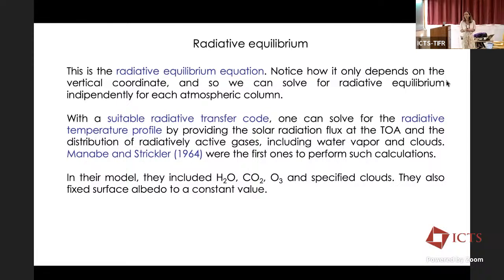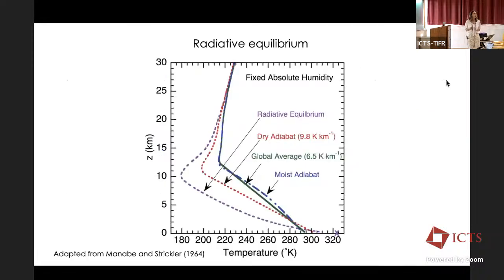And so we can solve for radiative equilibrium independently for each atmospheric column. With a suitable radiative transfer code, one can solve for the temperature profile that would exist at radiative equilibrium, for instance, by providing the solar radiation flux at the top of the atmosphere and the distribution of the radiatively active gases, including water vapor and clouds. Manabe and Strickler in 1964 were the first ones to perform such calculations. And I think you saw this plot, which is just a readaptation of the original plot shown in Manabe and Strickler in 1964, with the purple curve representing the pure radiative equilibrium calculations.